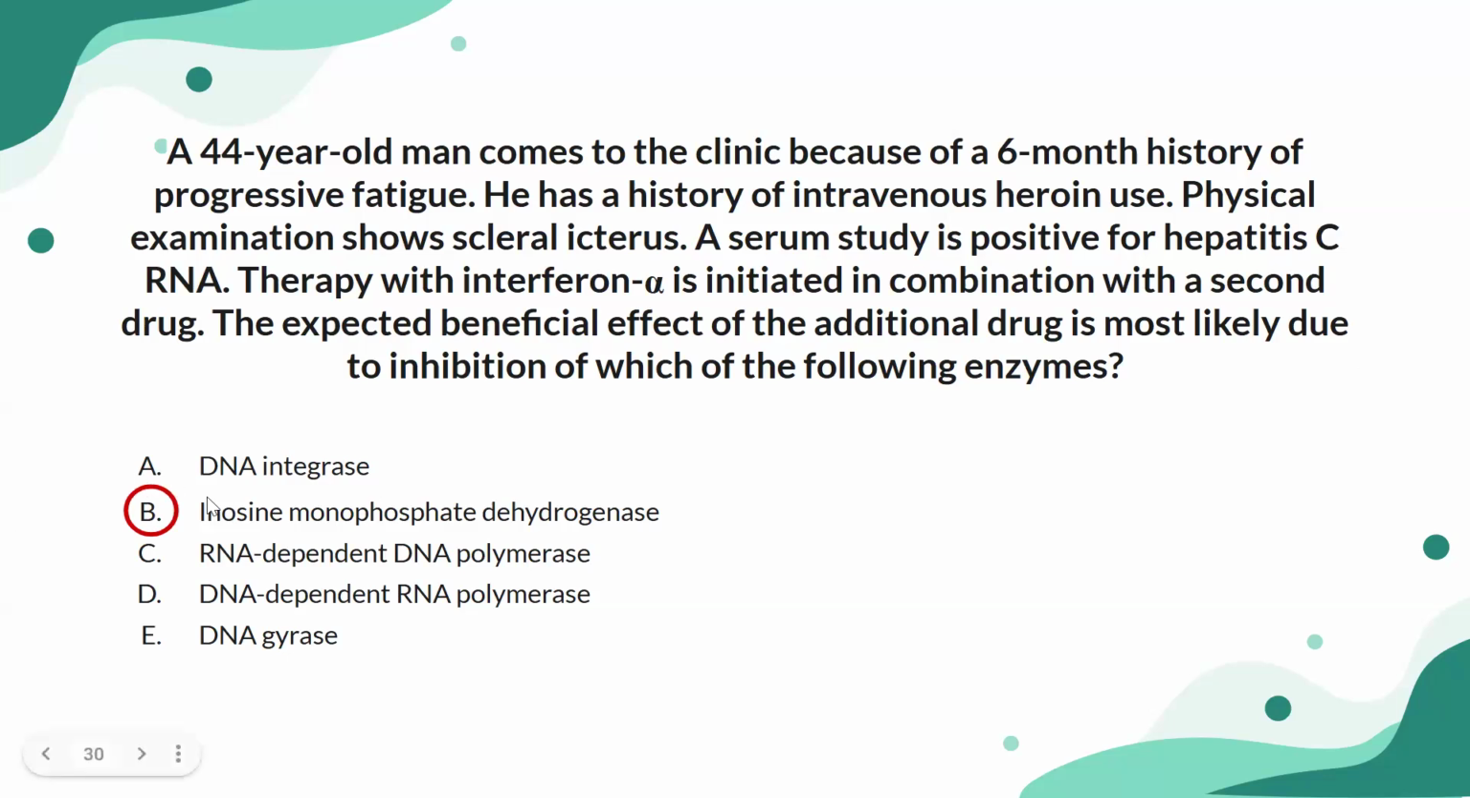We know that DNA integrase, we don't really need, hepatitis C is an RNA virus. It's not a DNA virus. We don't need DNA integrase. This is more of an HIV thing. RNA-dependent DNA polymerase, once again, is more of an HIV thing. DNA-dependent RNA polymerase, I think, is more important for TB and those kinds of medications. And then DNA gyrase, which is topoisomerase, is not something we even consider in hepatitis C infection.